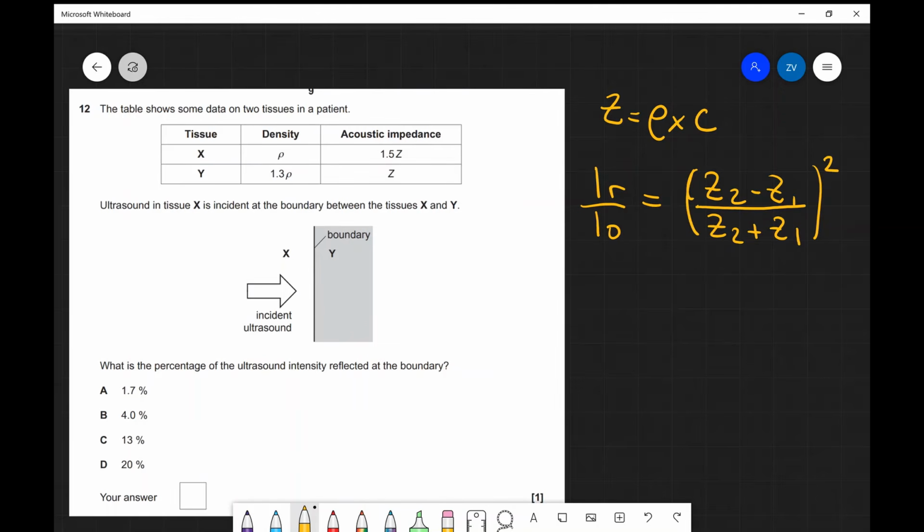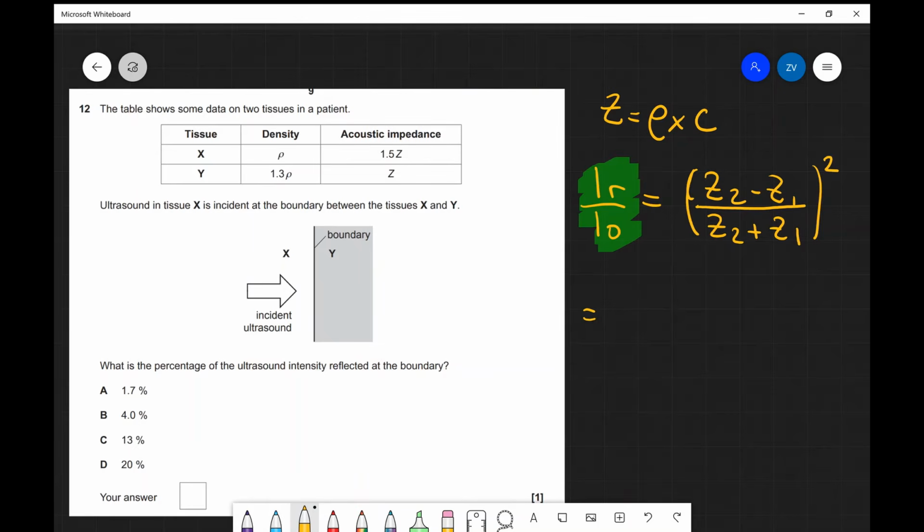Now it's asking us for the percentage of the ultrasound intensity reflected at the boundary. So your reflected intensity divided by your original intensity, well, if you just times that by 100, that's actually your percentage of the reflected intensity. So as long as we find this quantity, I_R over I naught, we're in general in business with this question.